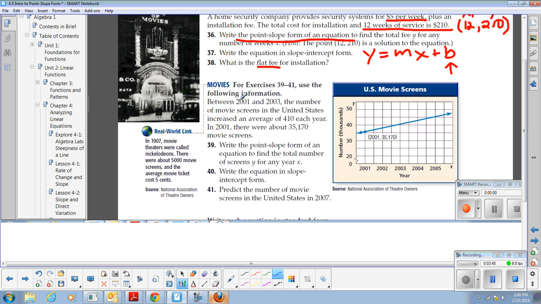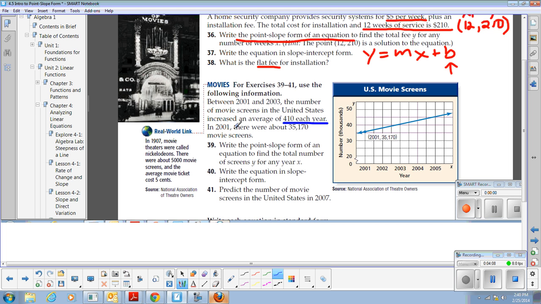Let's see here. Between 2001 and 2003, the number of movie screens in the United States increased an average of 410 each year. There's that wording again, each year, 410 each year. That should tell us something right now. Is that my slope or is that my coordinate? Remember, the coordinate then is something where we're looking for two numbers that are related.